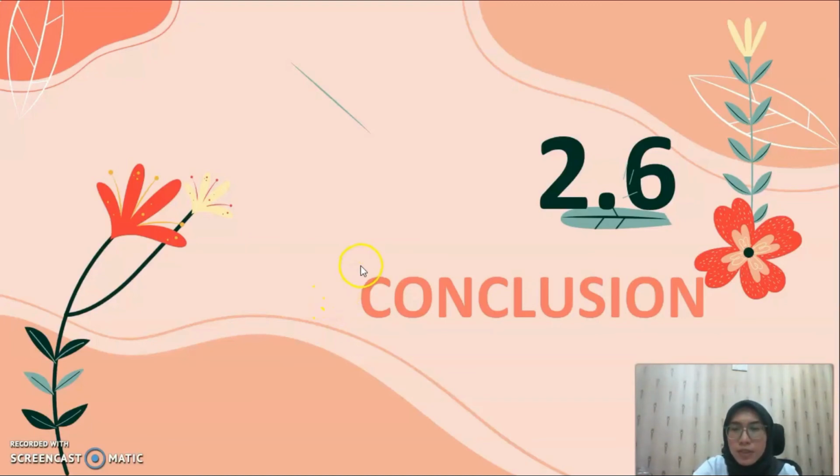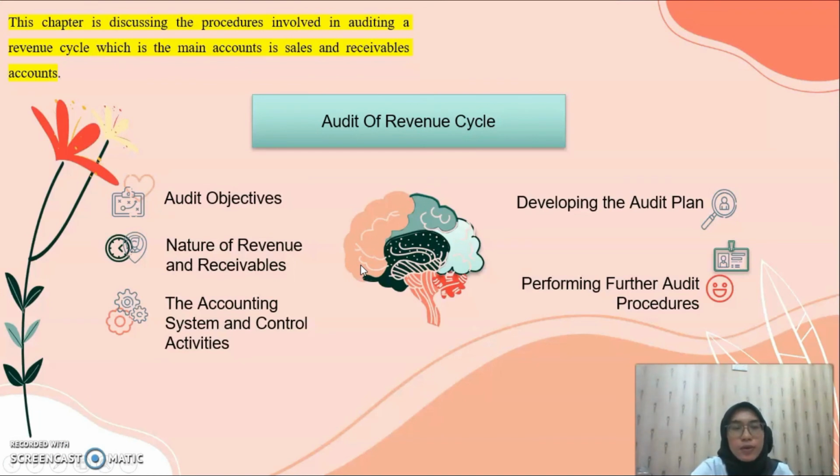So for the last part, 2.6, conclusion. The conclusion is this chapter is discussing the procedures involved in auditing a revenue cycle, of which the main accounts are sales and receivable. We already discussed five parts for the audit of the revenue cycle, which are audit objective, nature of revenue and receivable, the accounting system and control activity, developing the audit plan for the revenue cycle, and then performing further audit procedures.